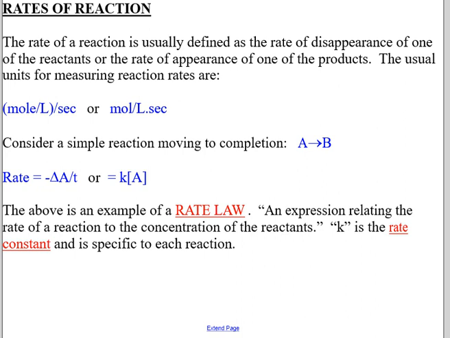In our last lesson, we looked at factors that influence the rate of reaction. What can we do to speed up and slow down chemical reactions? In this lesson, I want to look at how reactions are measured in terms of rate anyway.